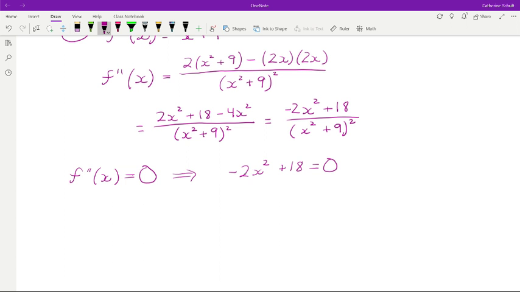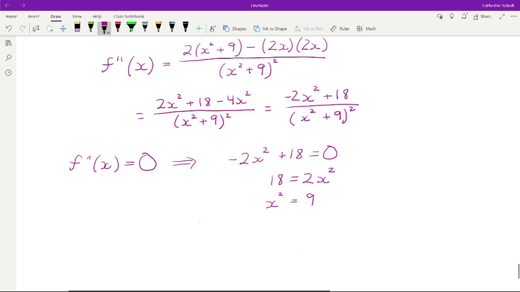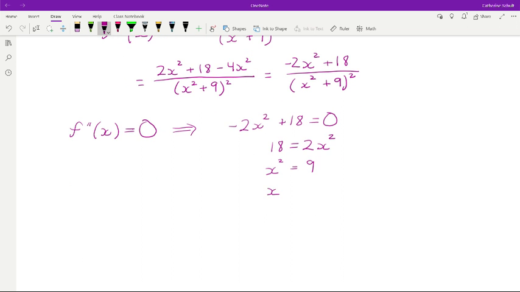You can add 2x squared to both sides. Divide by 2. So this is a quadratic, right, with no middle term, so I'm inching my way towards the square root property. All right, take the square root of both sides and add the plus or minus. Okay, so there we go.